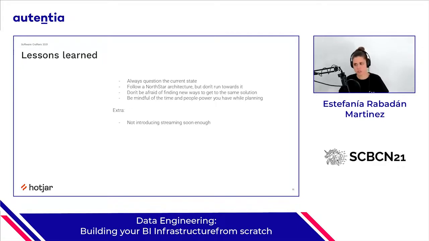So the first one is always question the current state. I'm saying this because, as I told you, we had this monolith. This was sending events to Segment, and this was saving things into the data lake. I checked the data a bit, and it looked good. The problem is that not all of the endpoints of that microservice were sending events to that Segment tool. That meant that we missed some data, and we didn't realize until later.